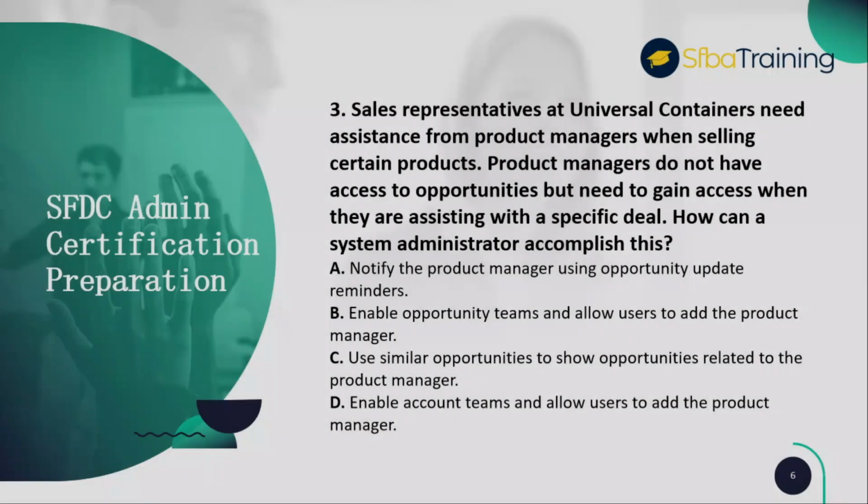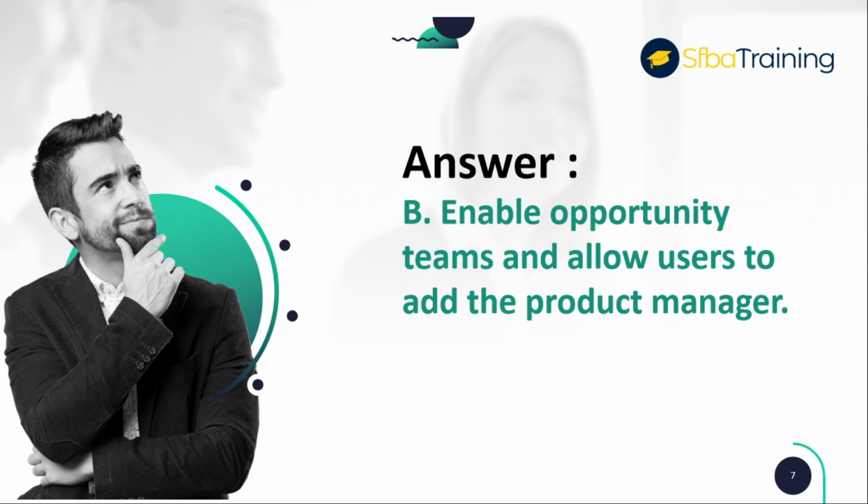Number 3. Sales representatives at Universal Containers need assistance from product managers when selling certain products. Product managers do not have access to opportunities but need to gain access when they are assisting with a specific deal. How can a system administrator accomplish this? A. Notify the product manager using opportunity update reminders. B. Enable opportunity teams and allow users to add the product manager. C. Use similar opportunities to show opportunities related to the product manager. D. Enable account teams and allow users to add the product manager. The answer is B. Enable opportunity teams and allow users to add the product manager.